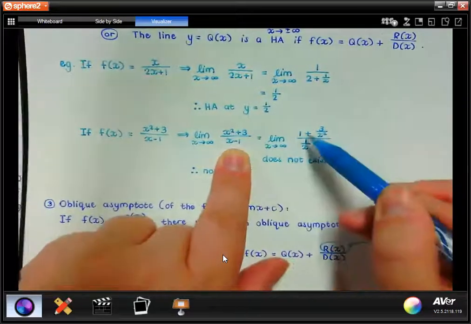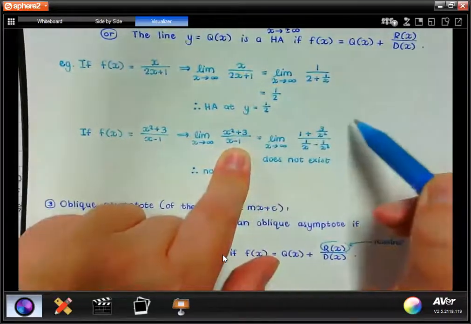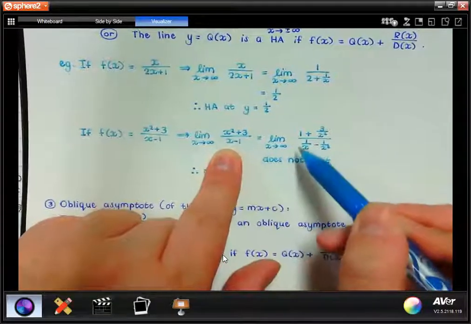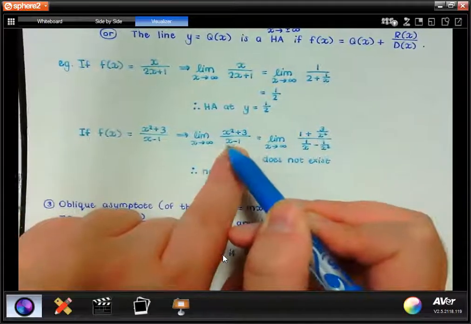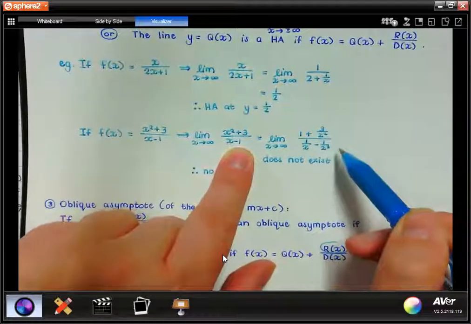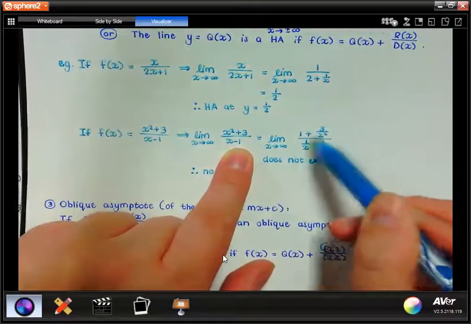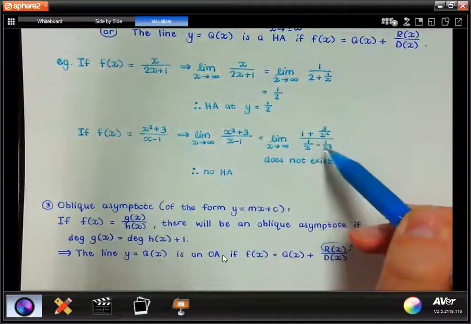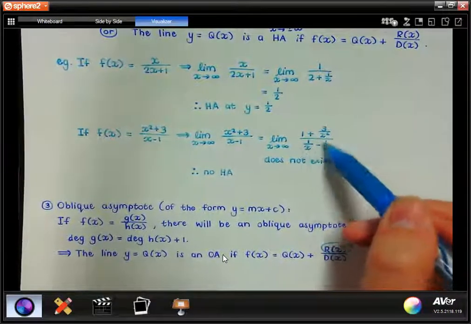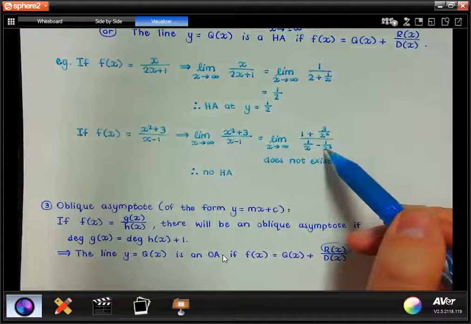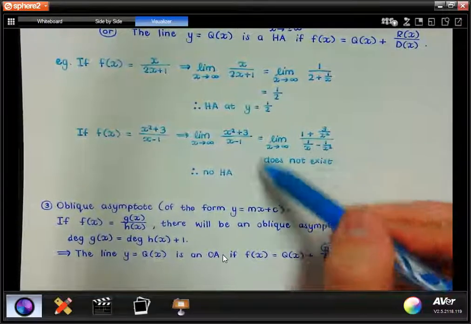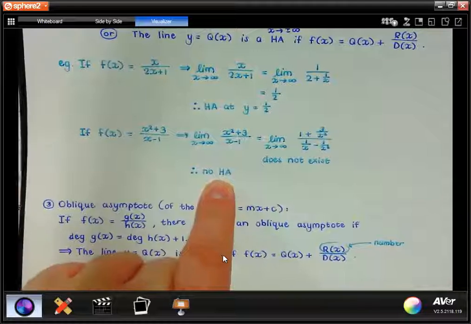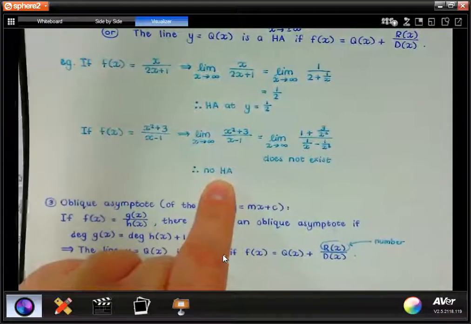X squared. So now we need to divide each term by x squared. x squared over x squared is 1, plus 3 over x squared. Then in the denominator we have x over x squared, which simplifies to 1 over x, and then minus 1 over x squared. Both of these terms in the denominator are over an x or an x squared, so when x tends to infinity, I get 0 for both of them in my denominator. That means this limit does not exist, so I don't have a horizontal asymptote. I am, in fact, going to have an oblique asymptote.